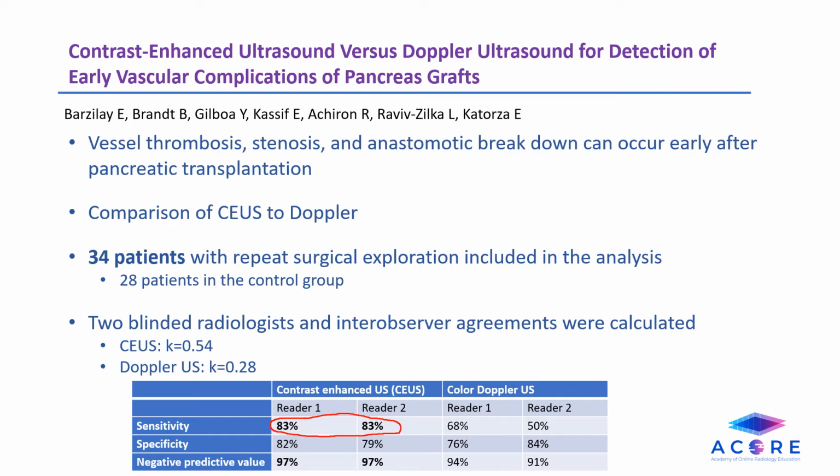However, the negative predictive value of 97% for reader 1 and reader 2 was a little bit better than the color Doppler ultrasound group. They also looked at the inter-observer agreements, as I said, and that for contrast-enhanced ultrasound between the 2 radiologists was modest, but it was higher than the color Doppler ultrasound, which was 0.54 compared to the 0.28 for the color Doppler ultrasound. So overall, they summarized that contrast-enhanced ultrasound may be a good tool to detect these early vascular complications.